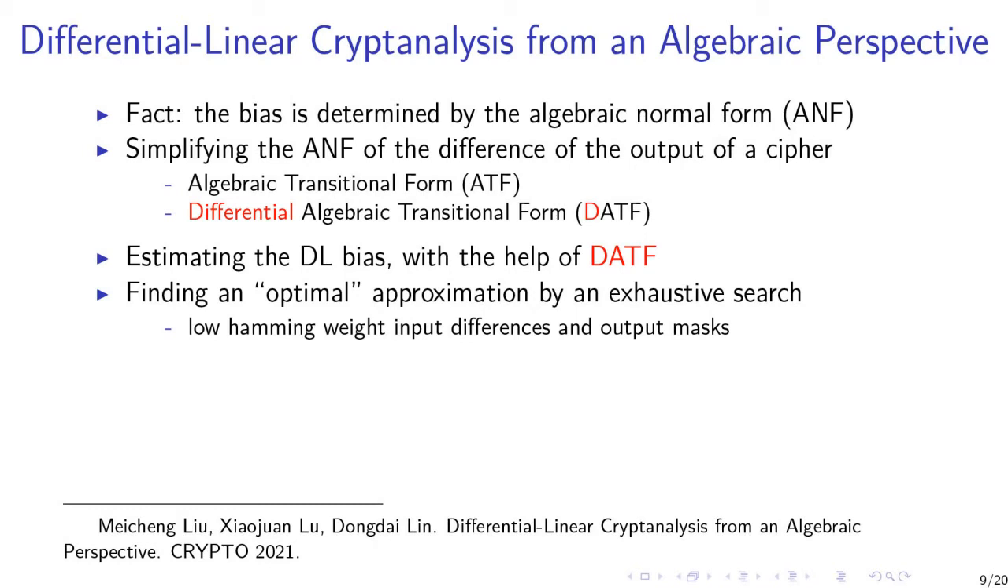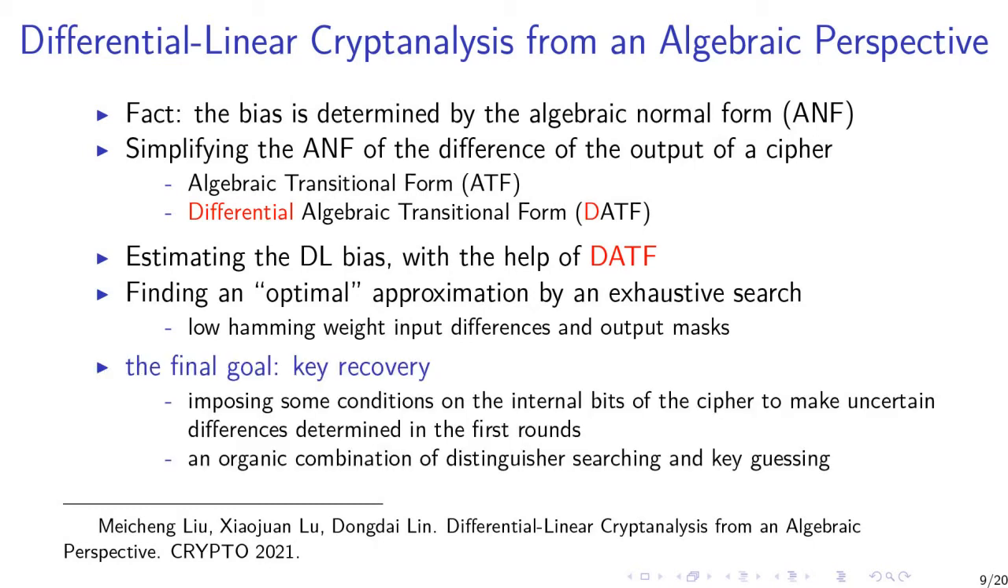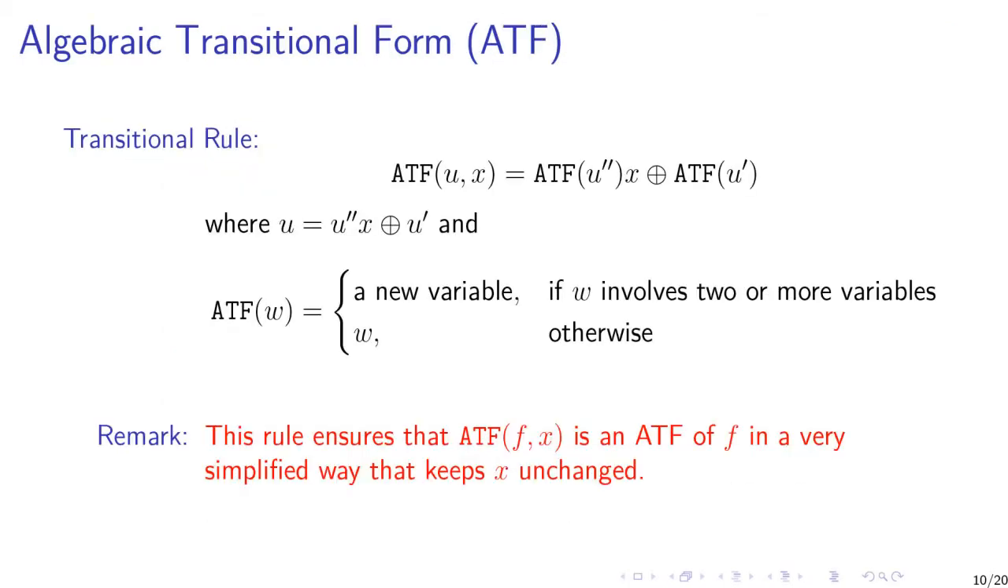Then we can try to find good approximations by exhaustive search over all the low Hamming weight input differences and the output masks. Our final goal is to mount a key recovery attack. To this end, we impose some conditions on the internal bits of a cipher to make uncertain differences determined in the first rounds, and then search good approximations. The process is an organic combination of distinguisher search and key guessing. This is the main idea of our paper. Now, let's go to the details.